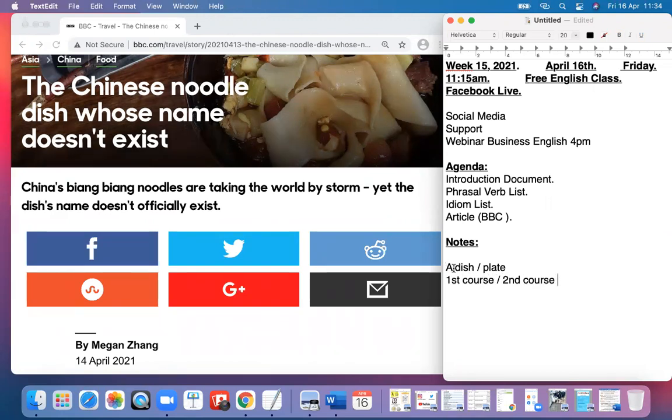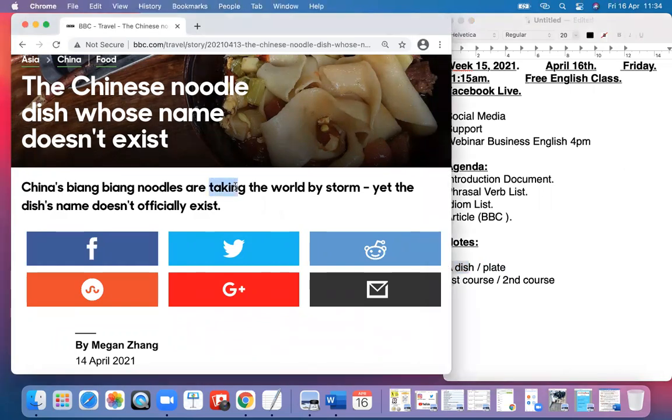So basically a dish and a plate. In English, maybe a dish is more typical in the restaurant. My favorite dish, my favorite meal is lasagna. But in Spain, they maybe say plato. So it's just a curious difference in English between the two, dish and plate.